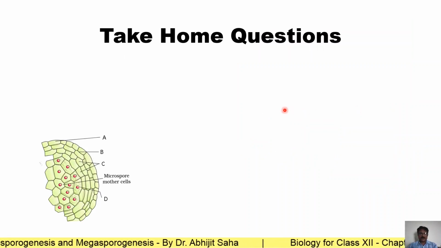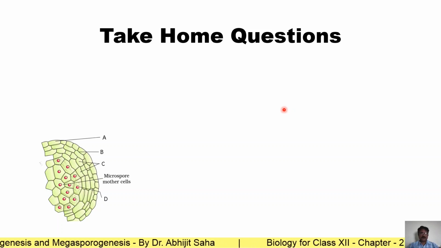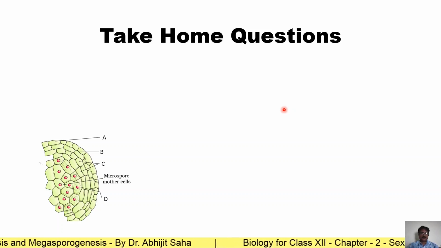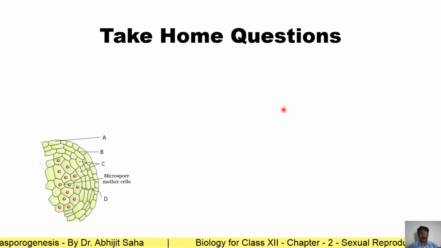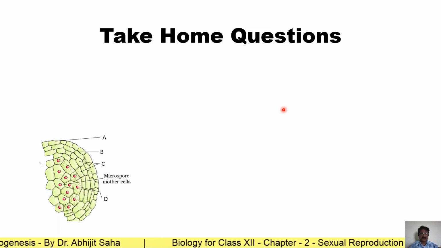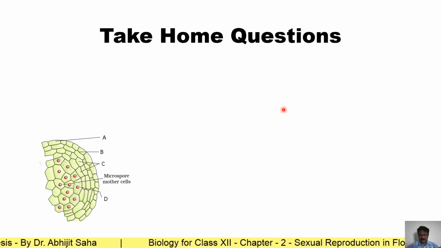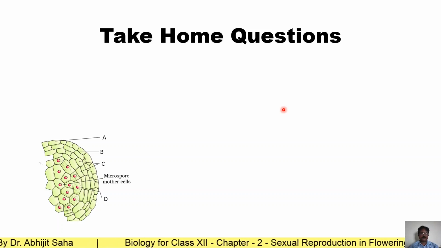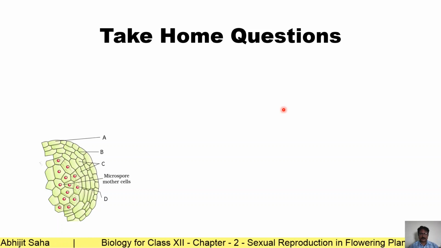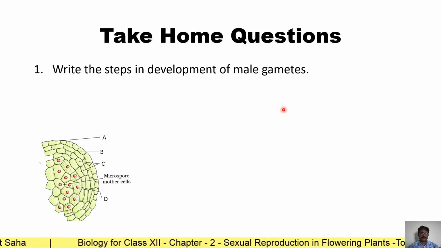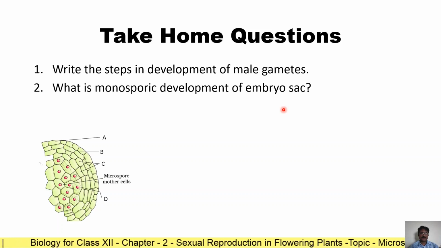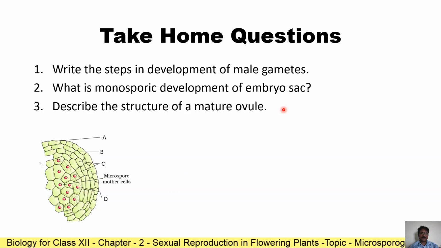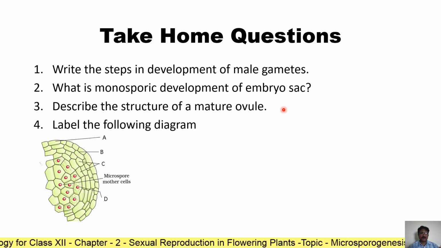With this, we come to an end of this discussion on how the male and the female gametophytes are developed. Now some questions for you. I hope you have understood. If you answer these questions at home, you can be sure that you have understood all the areas to be covered in this topic. You can write down the questions. Write the steps in development of male gametes we have just discussed. What is monosporic development? Describe the structure of a mature ovule and label the following diagram.